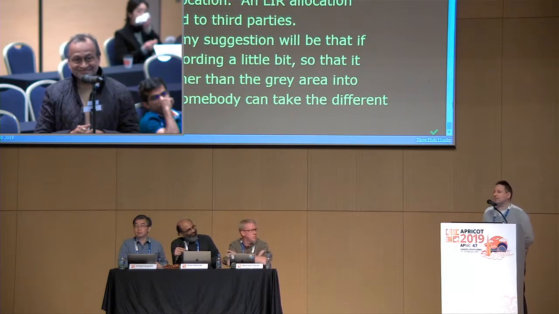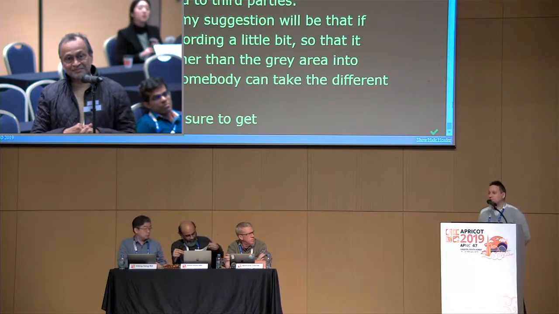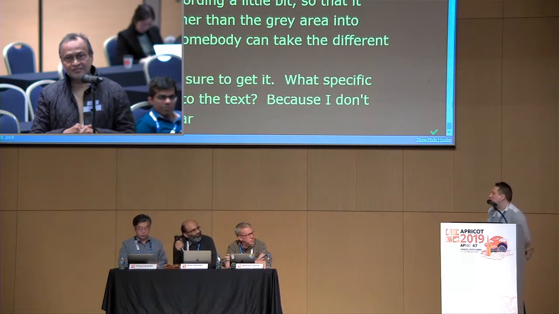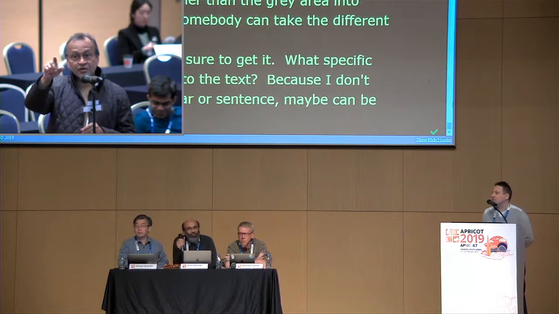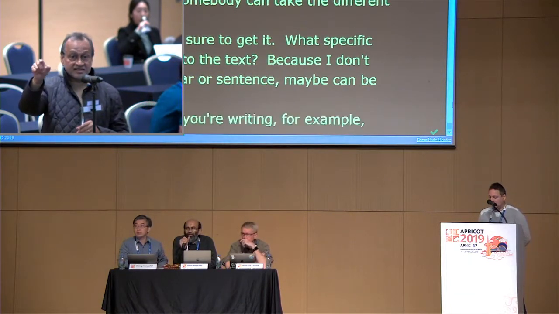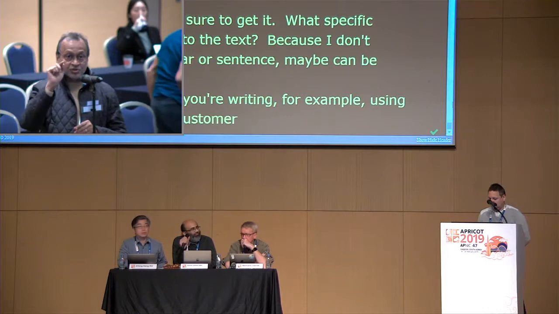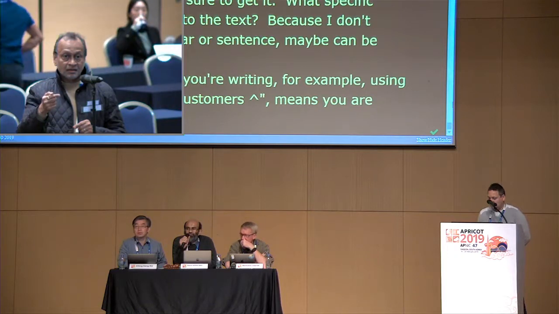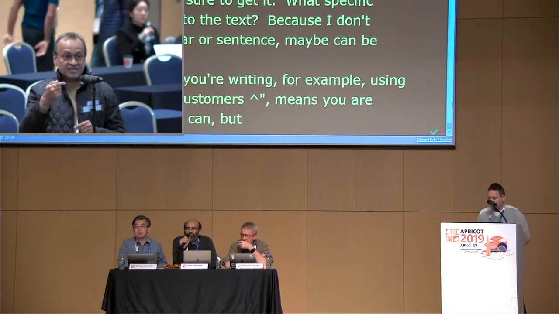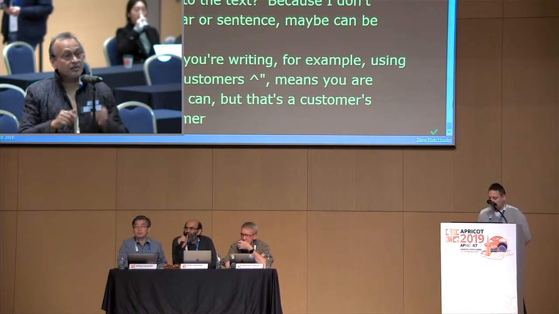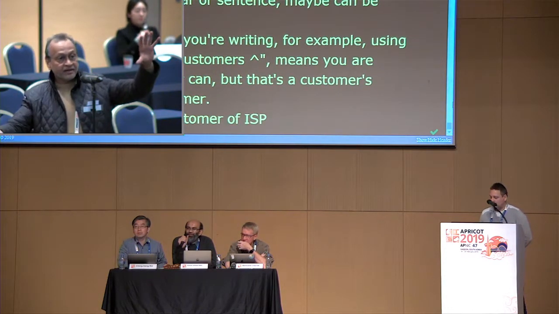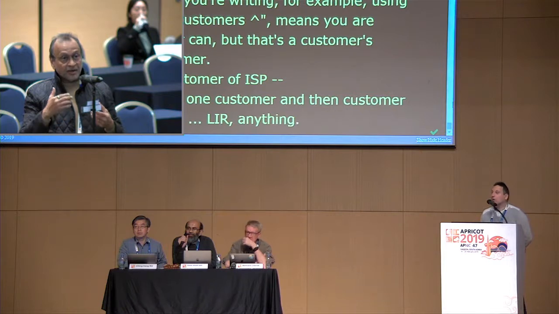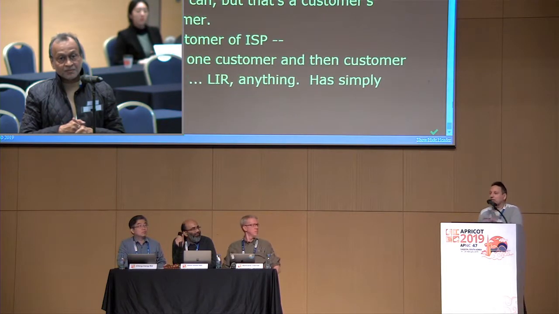I am not really sure I get it. What specific change are you suggesting to the text? Because if it's just grammar or a sentence, maybe that can be allowed at this stage. For example, you are writing "using sub-assignments for ISP customers," which means you are saying that an ISP's customer can. But that's the customer's customer, not the ISP's customer. So is the customer an ISP or a customer? One ISP, one customer, and then a customer again, because the middle one is not an ISP, LIR or anything. He's simply the user.